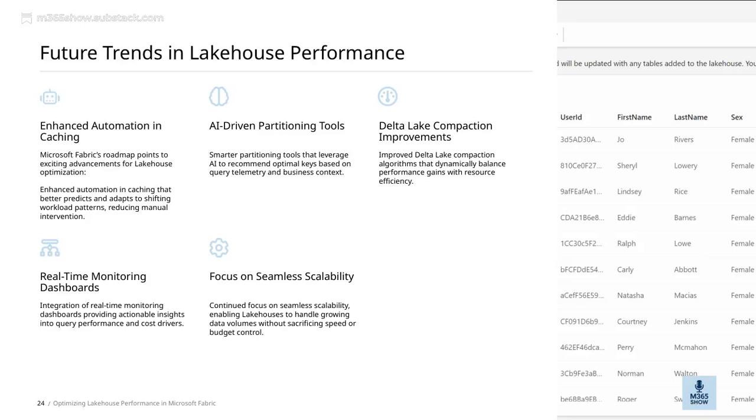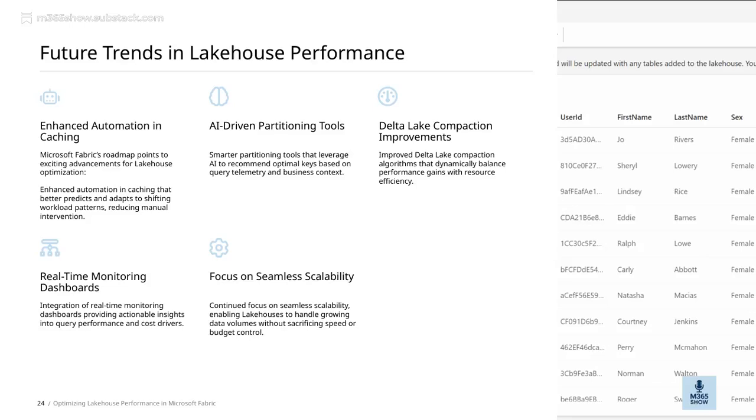We're also working on improving Delta Lake compaction algorithms. The goal here is to dynamically balance performance gains with resource efficiency, ensuring your data lake remains optimized without unnecessary overhead. AI-driven partitioning tools are another innovation on our roadmap. These leverage artificial intelligence to recommend the best partition keys based on query telemetry and business context, making data organization smarter and more aligned with actual usage patterns.